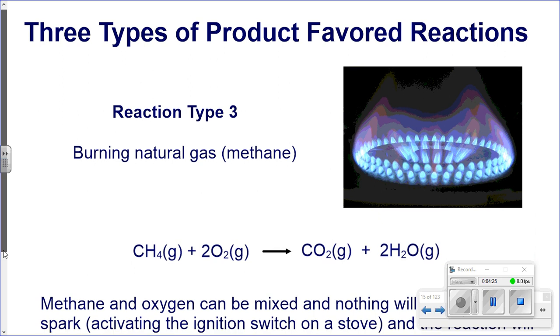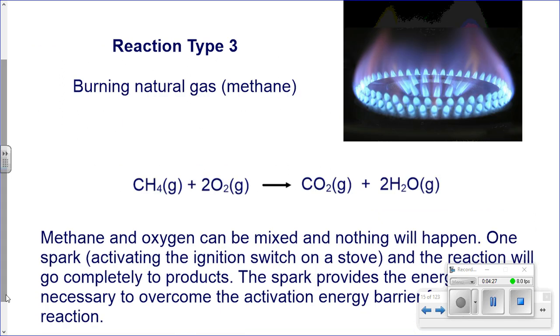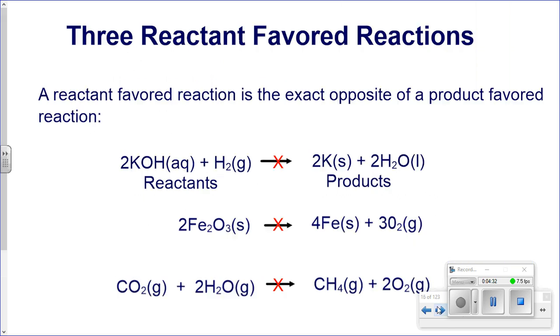Once you get a fire going, such as your stove or a Bunsen burner, man, it just goes. That's a spontaneous or product favored reaction. Okay, now reactant favored is the exact opposite. We've already talked about this.